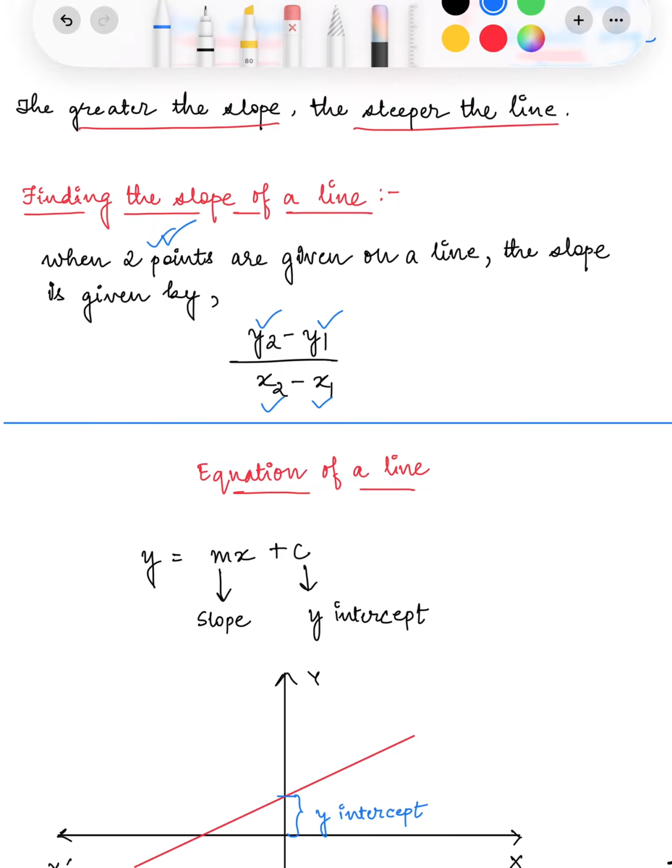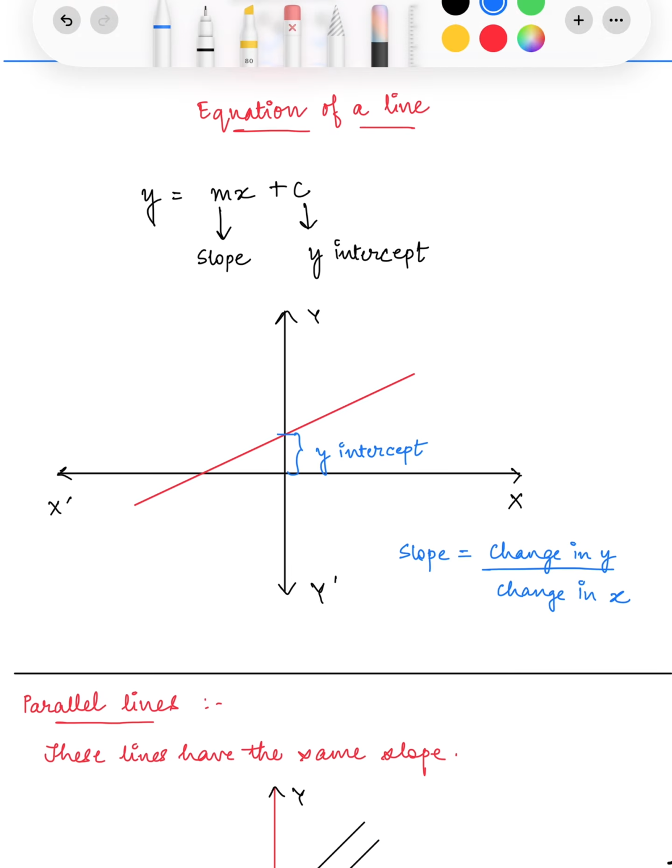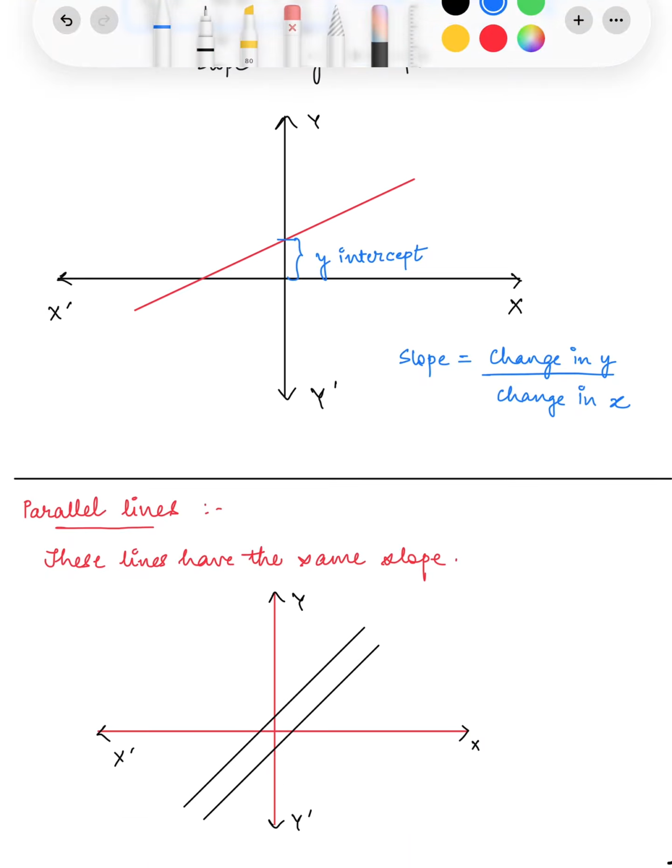Okay. Now, the most important concept is finding the equation of a line. So, this is our basic equation of a line, that is y equal to mx plus c. This is the standard form. Now over here, m is basically the slope which we were finding out in the first half, and c is the y-intercept. So if this is our line, this portion is the y-intercept.